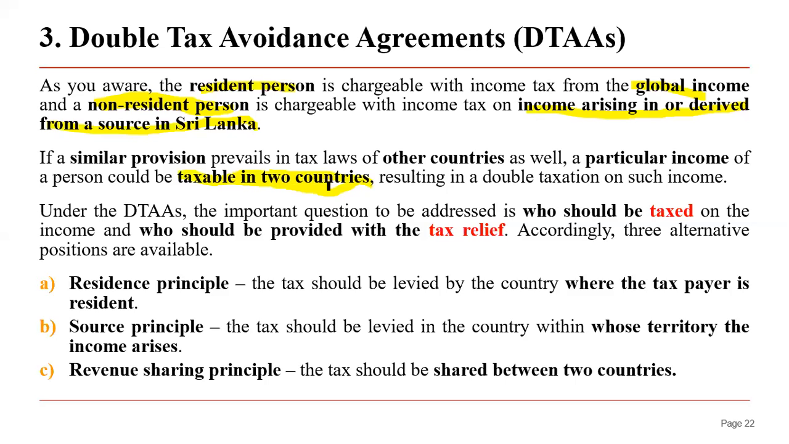So what you need to do is avoid double taxation, because double taxation of such income occurs. Here you will face a double tax scenario if the resident is liable on world income, and the non-resident is liable on income sourced here.